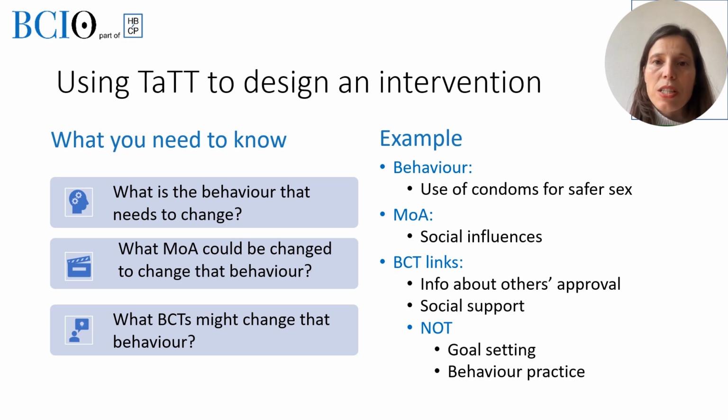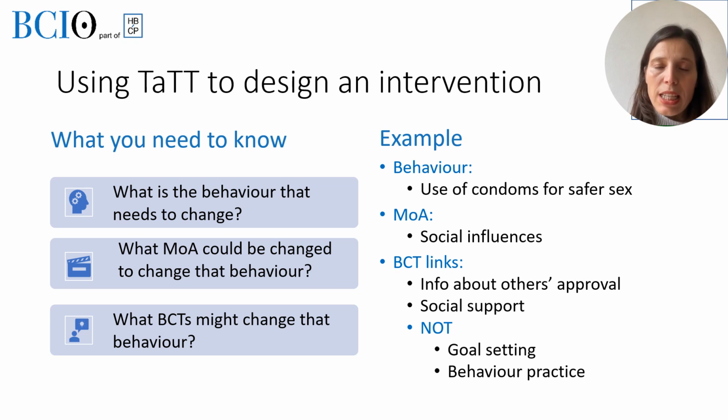If the mechanism of action is social influences, so how your social network or the person you are with supports the use of condom for safer sex, for example, to prevent sexual transmitted diseases, you can have a look at the behavior change techniques that have shown to have a link in improving those social influences. And if you look at the matrix, you will see that information about others' approval or disapproval about the behavior or providing social support are two behavior change techniques that have shown to have an impact on positive social influences that will in turn impact positively the target behavior.